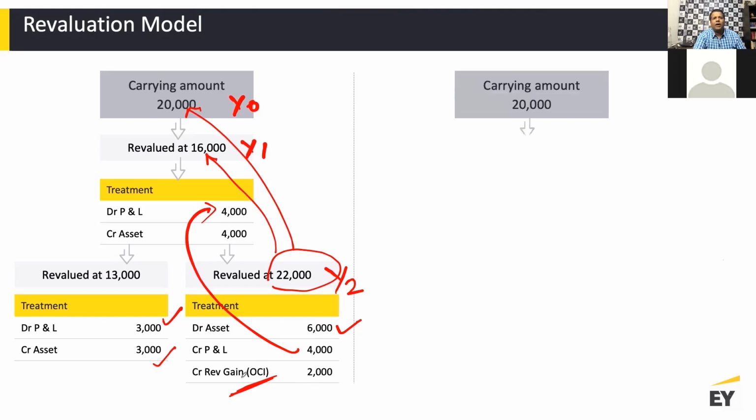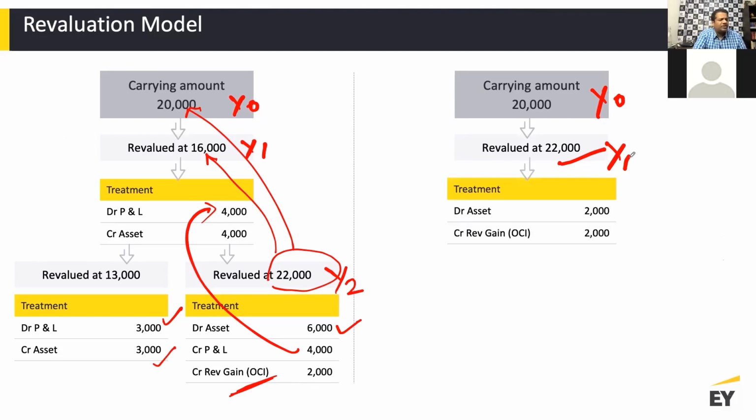Let's say the same carrying amount is 20,000. Now there is an upward revaluation in year 1 itself. So this is again year 0. We are at year 1. In year 1, you've done an upward revaluation at 22,000. Then what do you do with this gain? This gain will be debited to asset and it goes to OCI. There is no P&L business here.